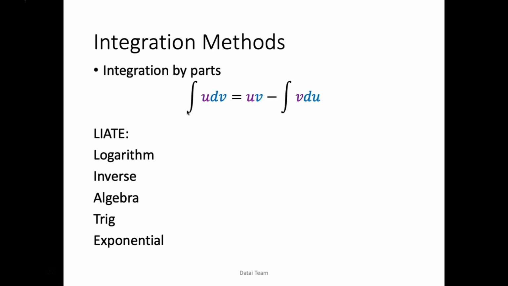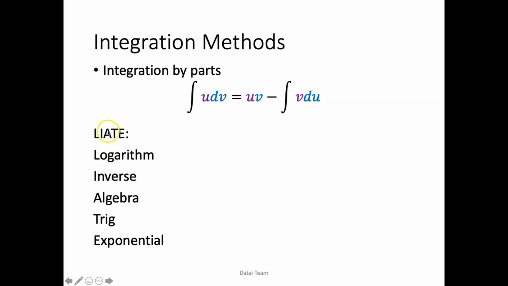And there are methods for integrating complex functions. For example, if we have u dv, I will show an example soon. This is called integration by parts. We integrate this part and this part. We divide our function into a u part and a dv part, and use this formula to find the integral.